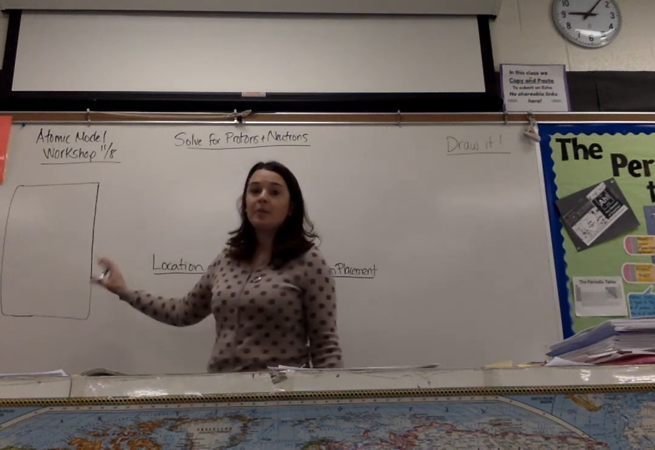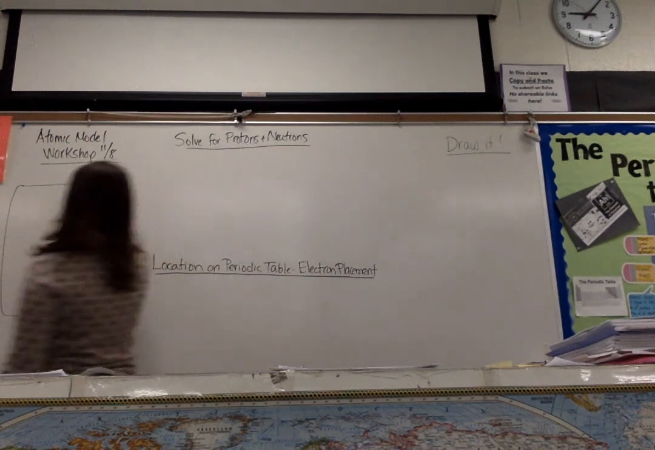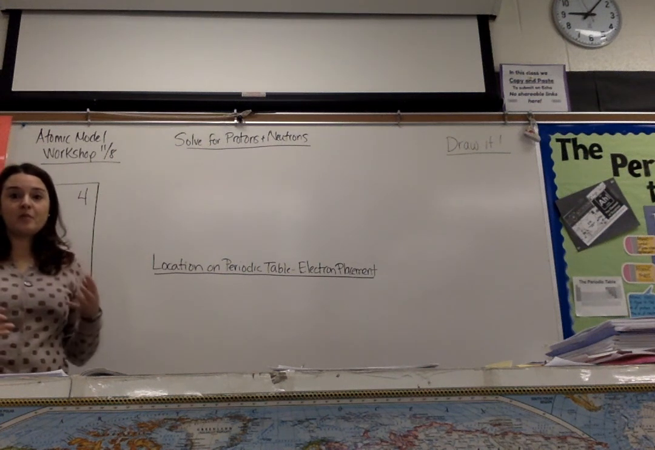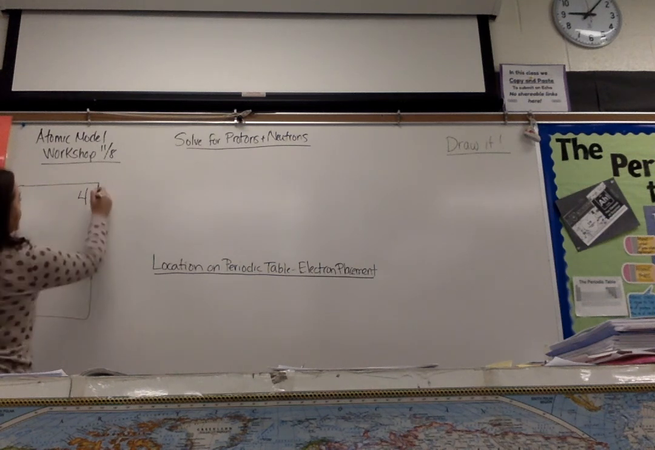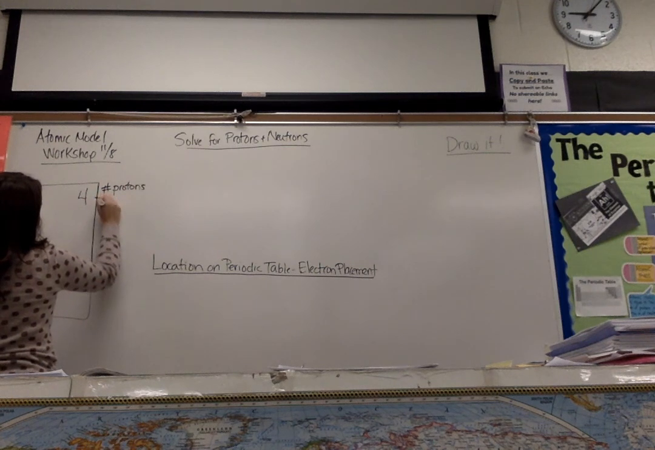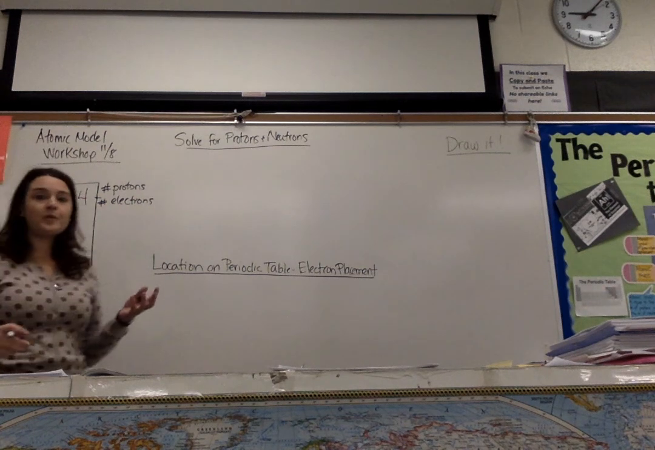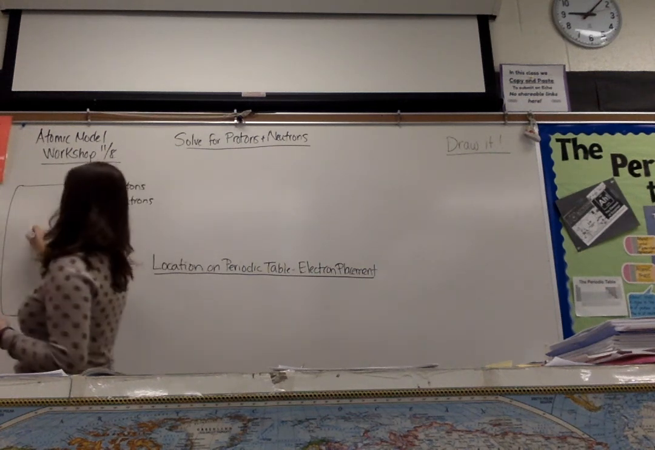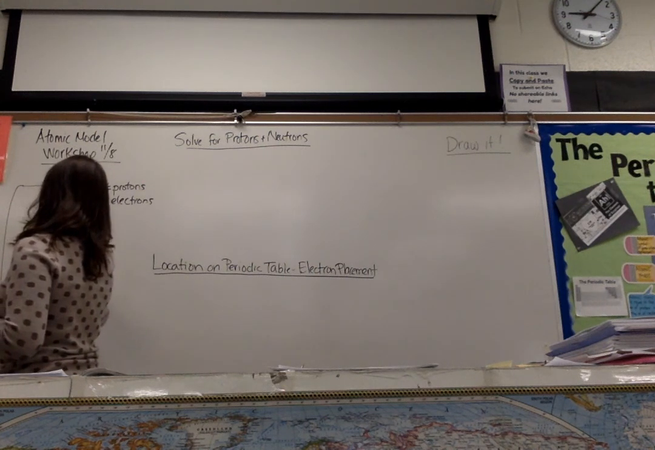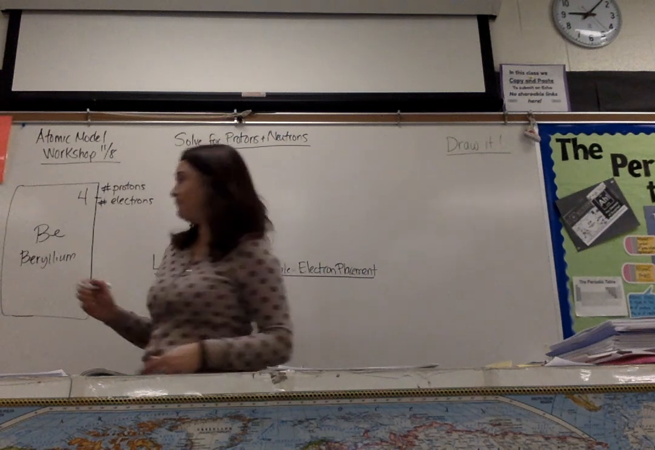First, I'm going to draw beryllium's element block from the periodic table. Beryllium is element number 4. The atomic number tells us the number of protons and the number of electrons. The symbol for beryllium is Be. And the atomic mass for beryllium is 9.01.